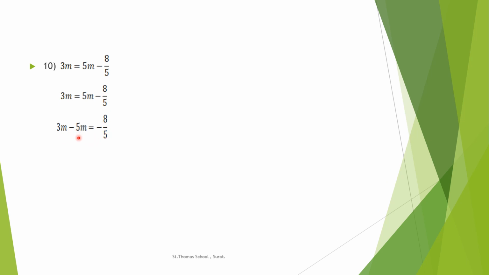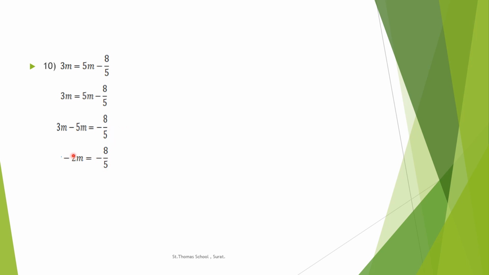What is 3m minus 5m? One is a positive number, one is a negative number. You have to subtract. So 5 minus 3, that is 2. And what is the greater number here? 5. What is the sign? Minus. We can write minus 2m is equal to minus 8 upon 5.